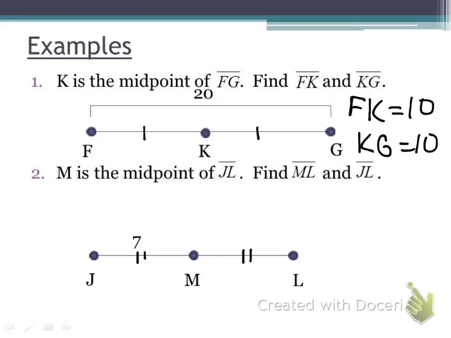Number 2, now we're talking about the segment JL, and M is the midpoint. So I label these with 2 tick marks each. That means the same thing as the 1 tick mark each. They're congruent. I'm looking for ML. So this guy right here, ML. How long is ML? 7. Good.